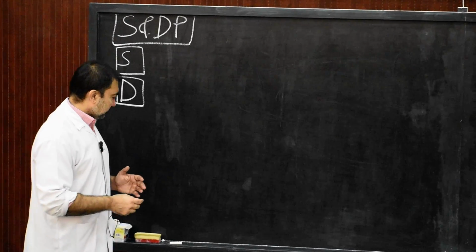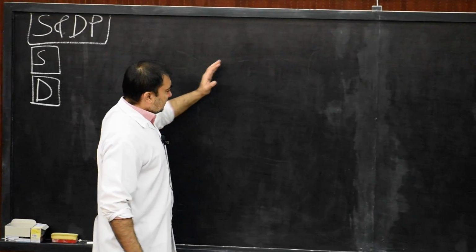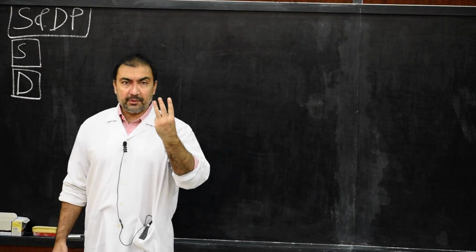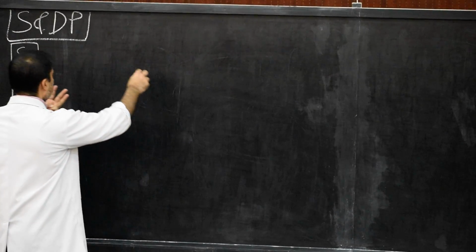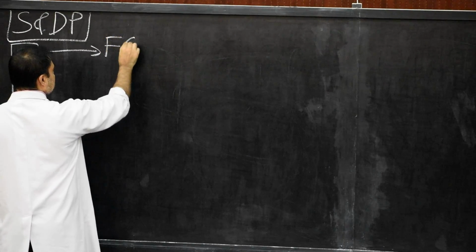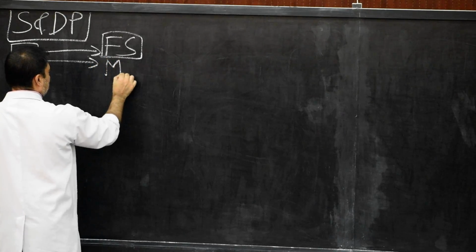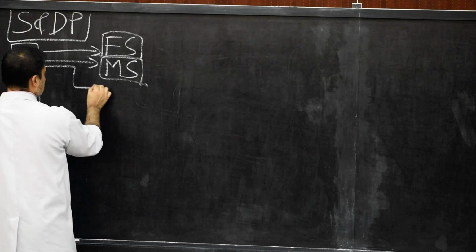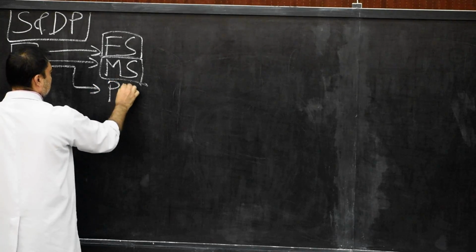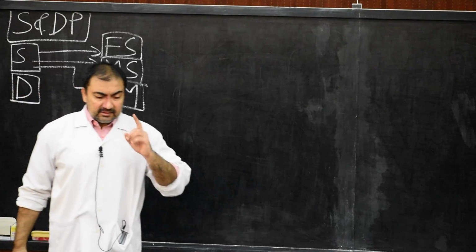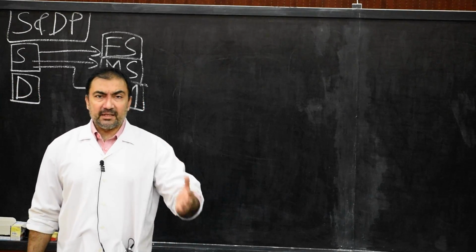We start with the gross anatomy of placenta. It consists of three parts. So in the gross anatomy, there will be the fetal surface, there will be maternal surface, and there will be peripheral margin. This is the gross anatomy of a full-term placenta.